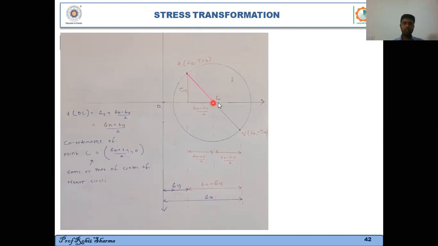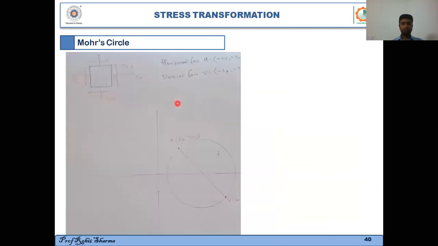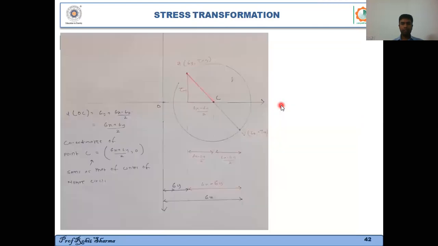And if I consider the coordinates of this point C, you'll find that the x coordinate is sigma x plus sigma y over 2, and the y coordinate is 0, because it is on this horizontal line. So the coordinates of point C are sigma x plus sigma y over 2, comma 0. And if you remember, the coordinates for the center of a Mohr circle were sigma x plus sigma y over 2, comma 0. So the coordinates of the center for this circle which we have drawn are the same as the coordinates of the center of a Mohr circle, right? So the center for both the circles is the same.